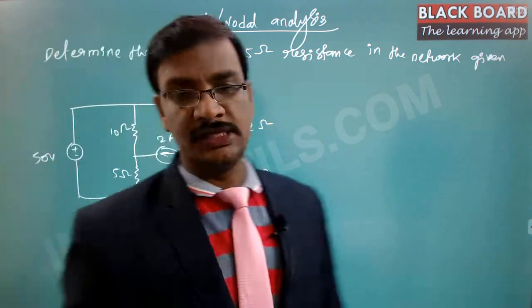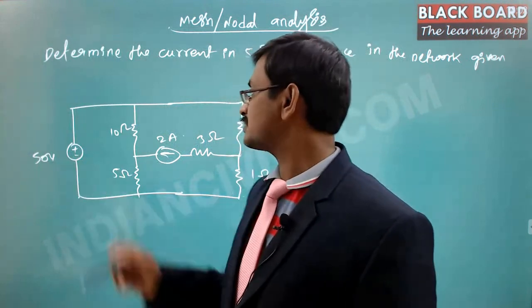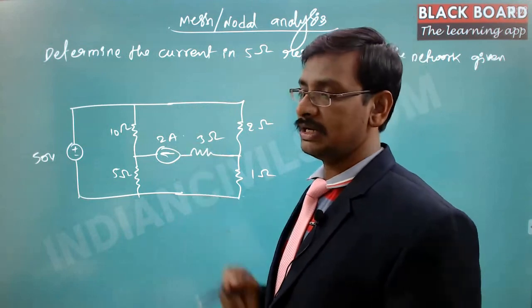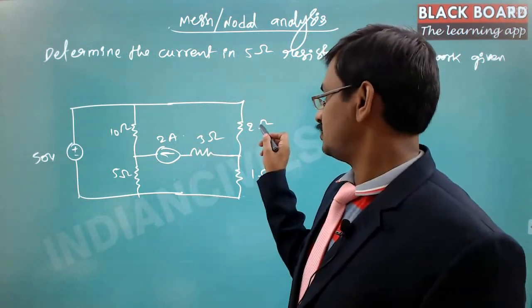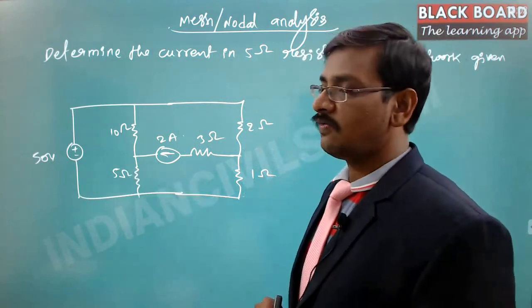So this is the network it was given. In this network there is one voltage source of 50 volts and a 10 ohms resistance, 5 ohms resistance connected here, and there is a 2 amperes current source, and this is 3 ohms and this is 2 ohms and this is 1 ohm. So he asked us to find out the current in this particular 5 ohms resistance.